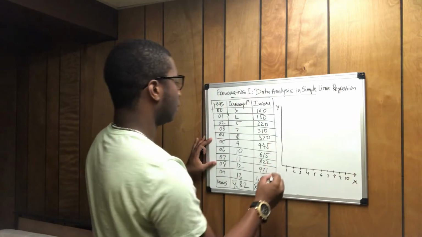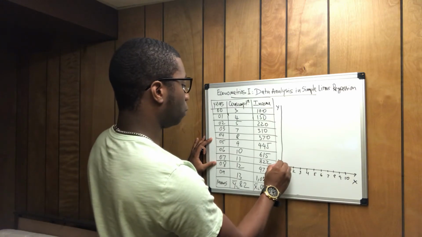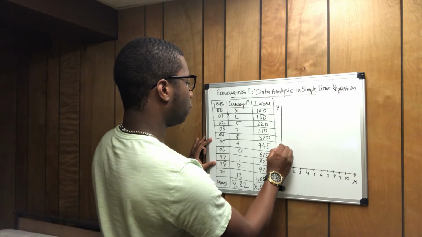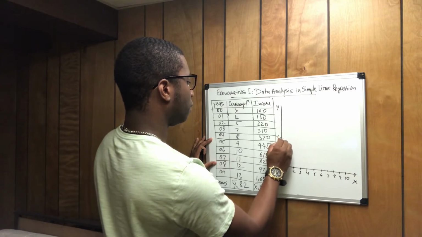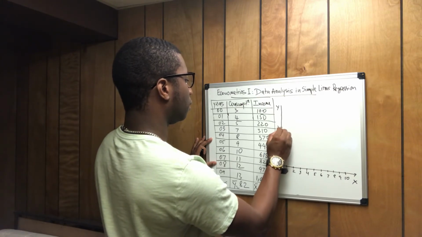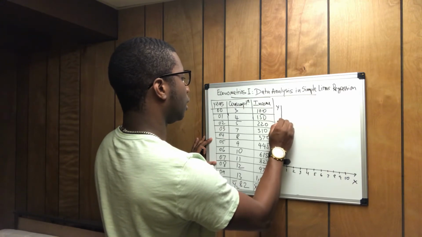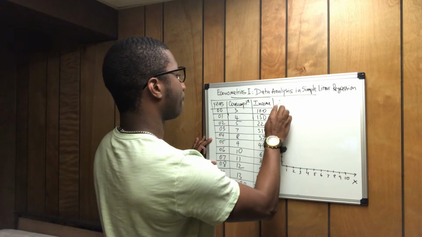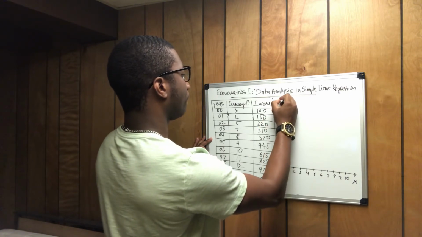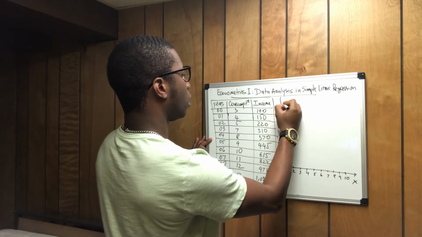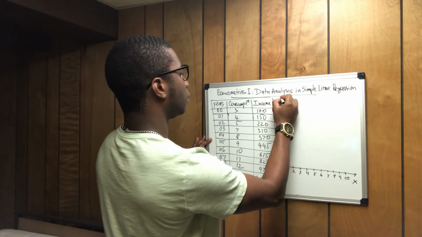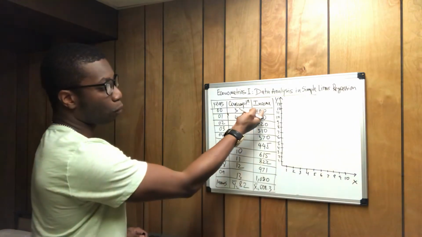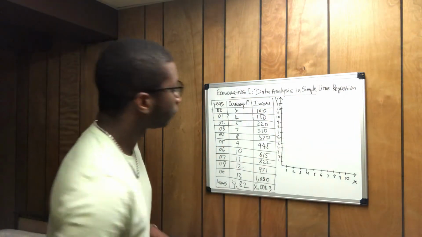1, 2, 3, 4, 5, 6, 7, 8, 9, okay, 10. Then this is our X. Then here we're gonna put also 1, 2, 3, 4, 5, 6, 7, 10, 11, 12, 13. So here from 1 to 10, it's basically from 100 to 1K.